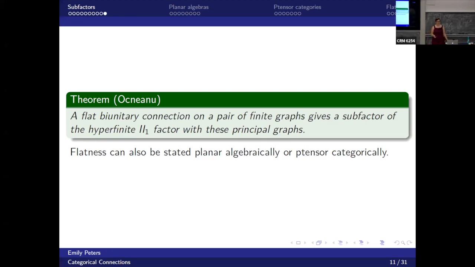But do you know that every hyperfinite II_1 subfactor comes from this construction applied to its principal graphs? Yes, because starting from a subfactor, we can compute the connection just as these change of basis matrices. And then you get the subfactor back if you run this, as long as you started with a subfactor of the hyperfinite II_1 factor. Yes. Great.